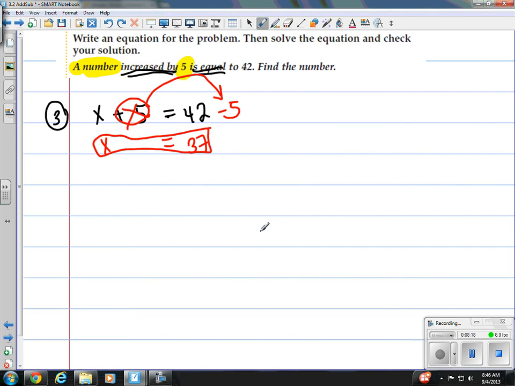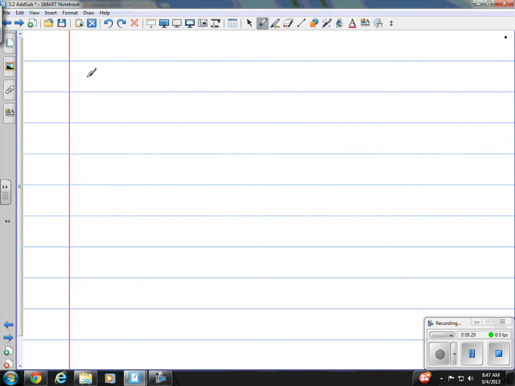There we go. So those are our transposing ones. Whenever you're adding or subtracting a number to a variable, you need to transpose. Next, we're going to look at when we're multiplying or when we have to divide to solve for a variable.